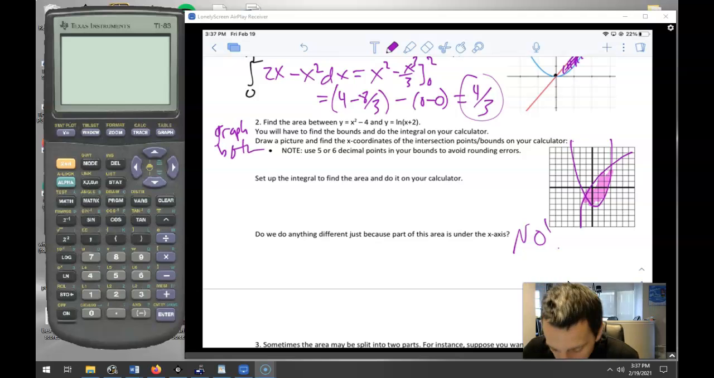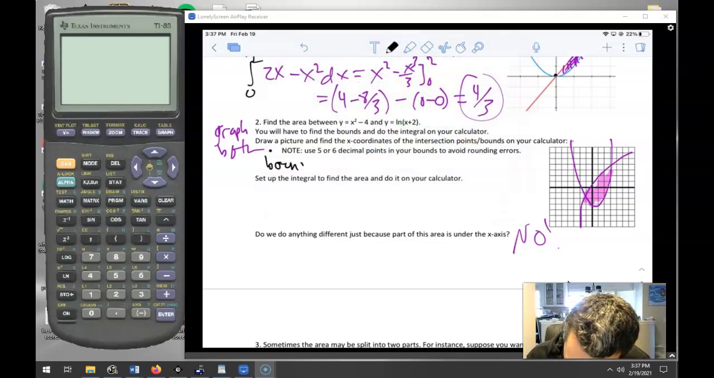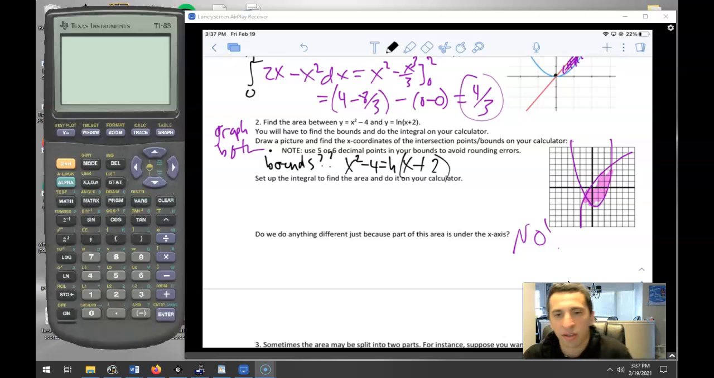Now, here we have to do a little bit extra work because we don't know what the bounds are. And if we tried to solve this equation to find the bounds, x squared minus 4 equals natural log of x plus 2, well, that looks like a really tricky equation to solve by hand. I don't even know how to do that, and I went to college and grad school. So what we're going to do is use our calculator.